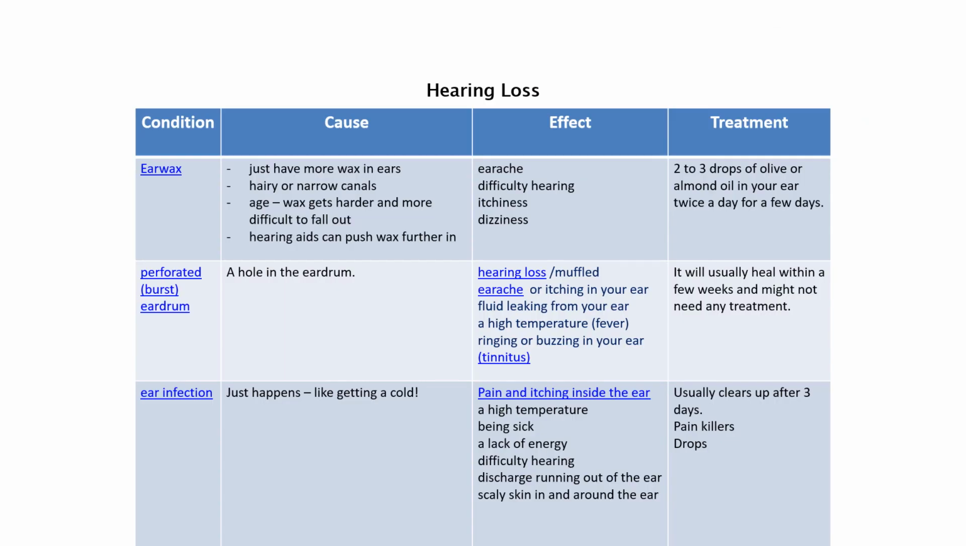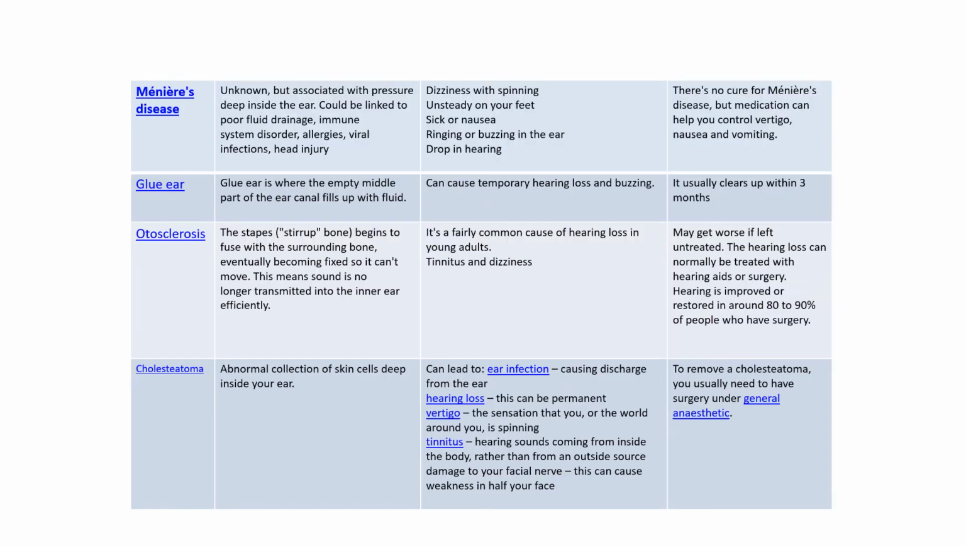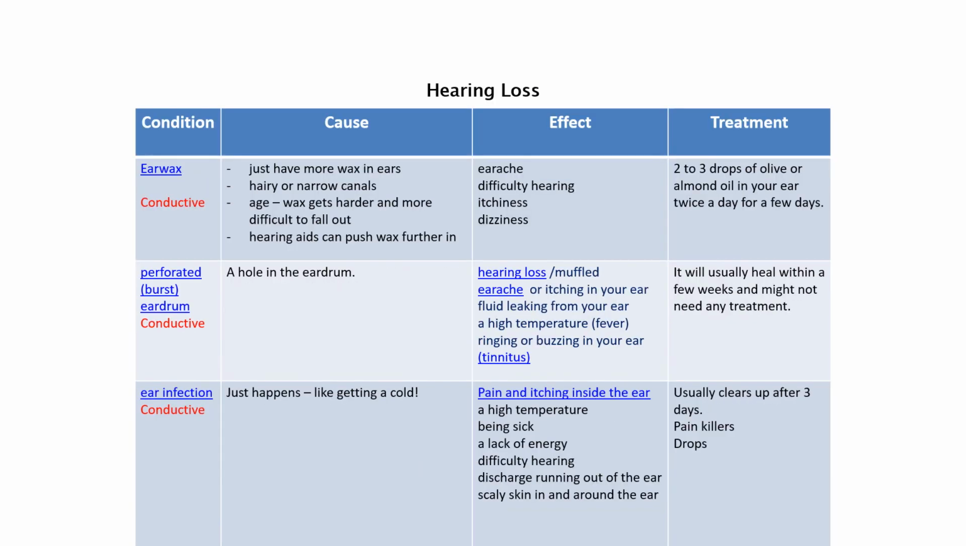It's worth stopping the PowerPoint here to have a look at the different types of hearing loss. So you could have it caused by earwax, a perforated or burst eardrum, or an ear infection, and then you can have a look at the causes, effects and treatment required for each of these three conditions. Meniere's disease, glue ear, osmoregulation, they are all worth having a look at, and the causes and the treatments too. And have a brief look at them.